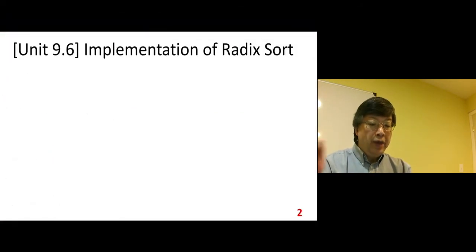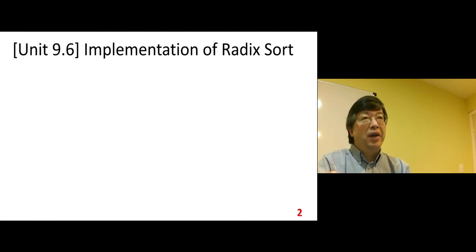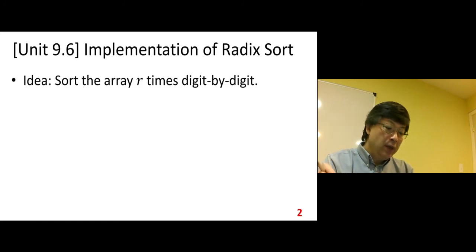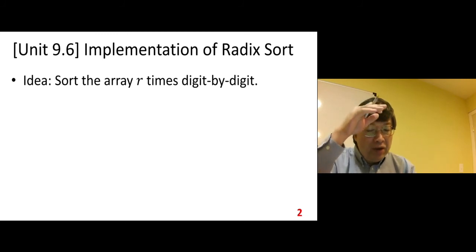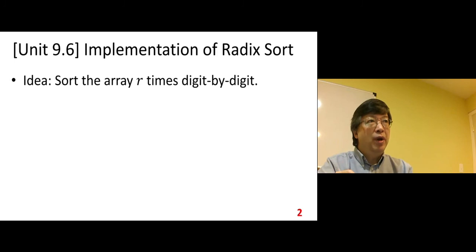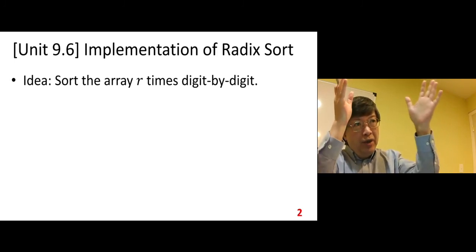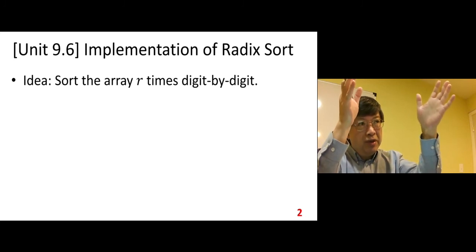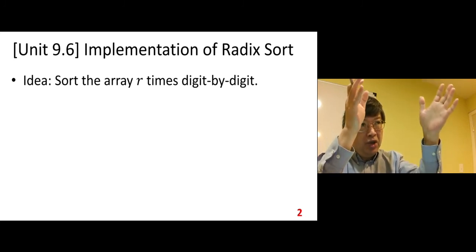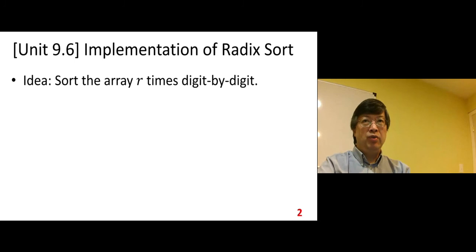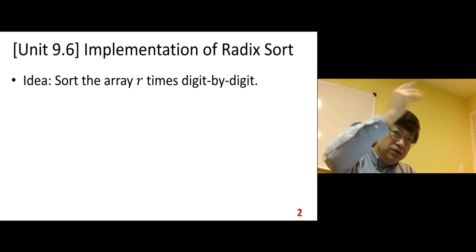All right. Now we have the idea. We need to implement it. So we need to fix all the details. So the idea is to sort the array R times, digit by digit, because we know the largest integer can be represented in R digits. So we can sort digit by digit.